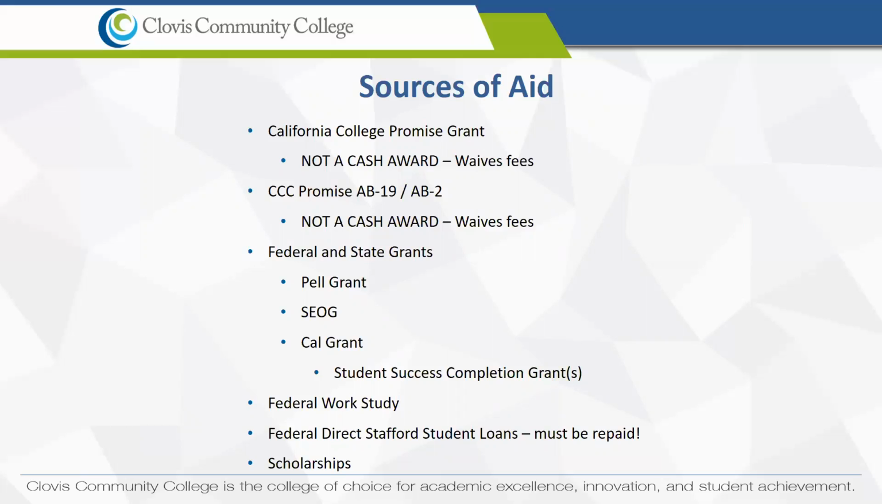CCC Promise, also known as AB19 or AB2, can cover your enrollment fees for up to 2 school years. You must be a first-time college student and a California resident. Students who take college courses while still in high school are considered first-time college students. Students must enroll in a minimum of 12 units each semester and complete a FAFSA or DREAM Act application. This award is not based on income.